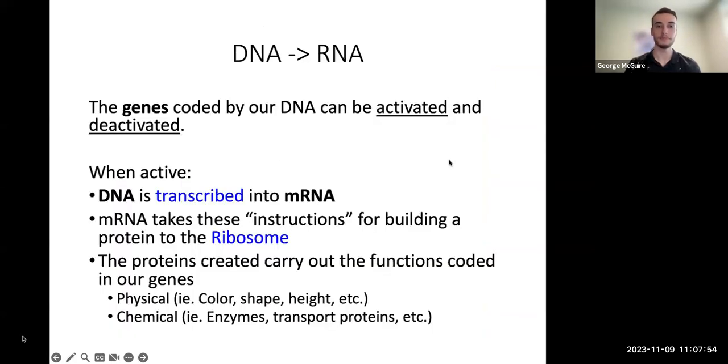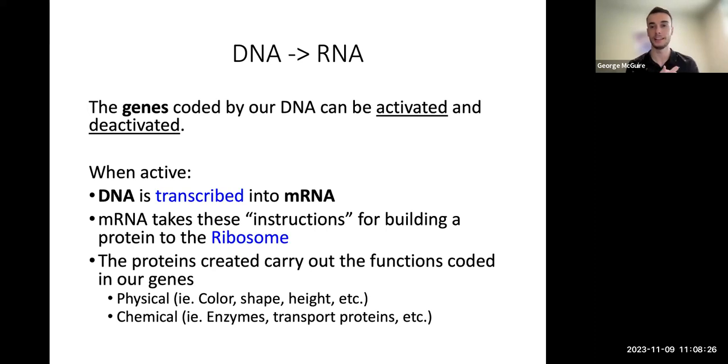Okay. So the genes that exist within our DNA can be activated and deactivated during different times of life, or just when they are needed and when they're not. Okay. And so when a gene is active, that DNA is available and accessible to be transcribed into mRNA. mRNA takes those instructions to the ribosome, which will then read those instructions as individual amino acids, adding them one at a time until we get a large polypeptide, which will then carry out the function of that gene.